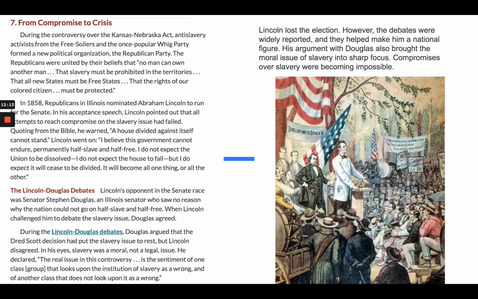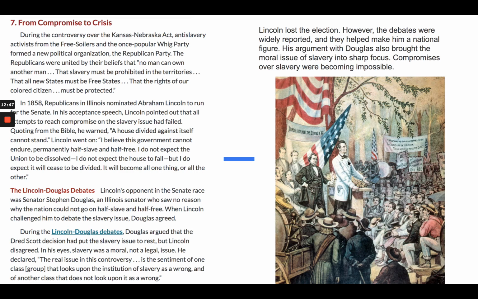Lincoln ends up losing this election for Senate, but the debates were widely reported, and they helped make him a national figure. His argument with Douglas also brought the moral issues of slavery into sharp focus, not legal, but moral. Is this the right thing to do? So compromises over slavery were becoming impossible, which is why it's going to end up with a civil war, because the time for compromises was ending, and it's now full-on crisis mode.